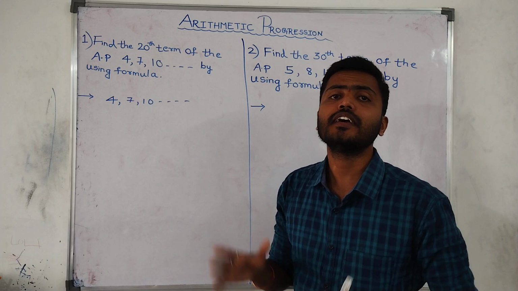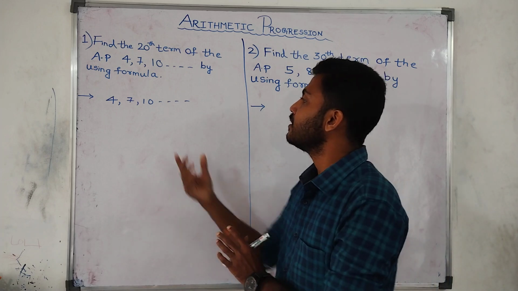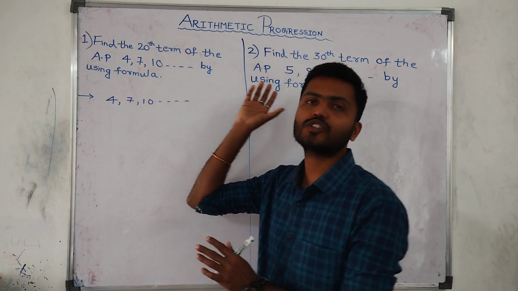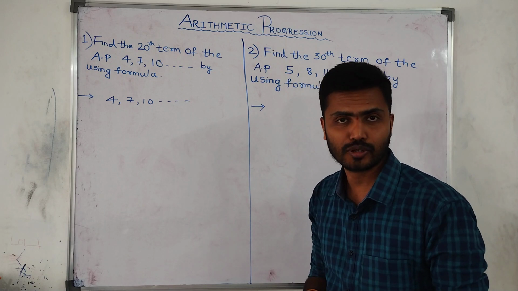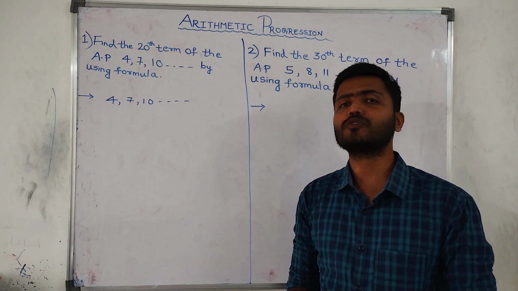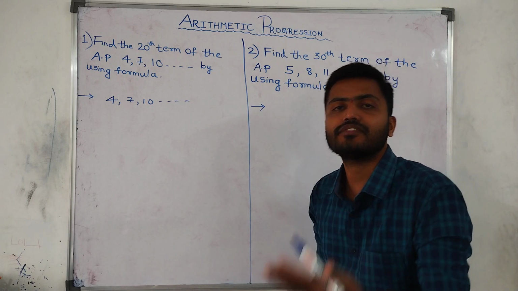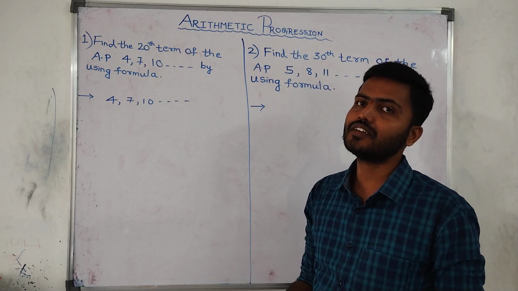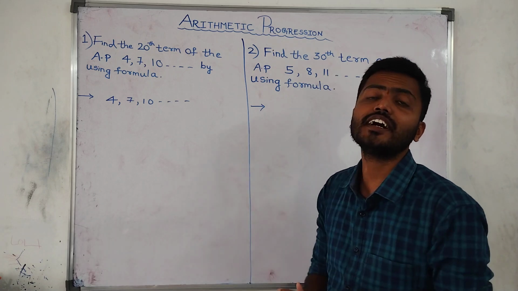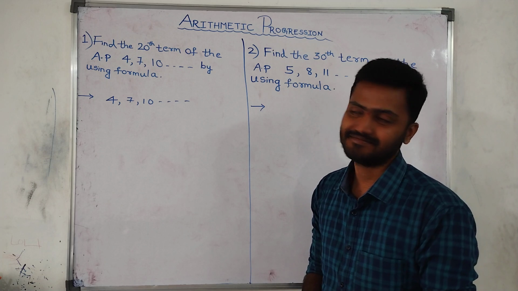Let us write down this question. So 4, 7, 10 and so on, this is an arithmetic progression. So now, makkale, let us first write down what is the first term, what is the common difference, and then we will go for the 20th term, right?